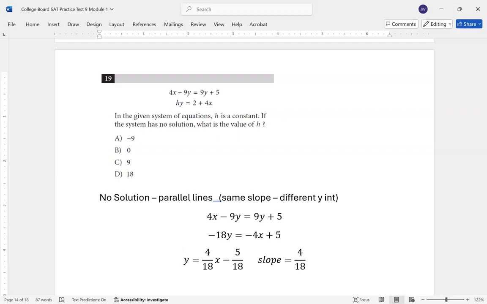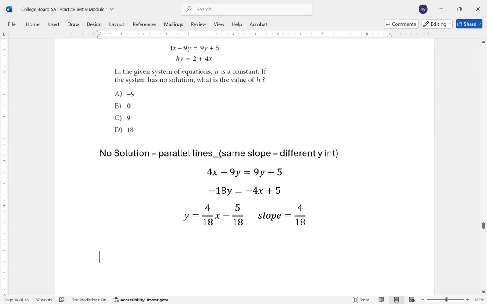Now let's look at the second line. The second line is hy equals 2 plus 4x. I'm going to write this as 4x plus 2 because that's closer to slope-intercept form, and it doesn't matter which order we have. If I'm looking for the slope of this line, it is going to be 4 over h multiplied times x plus 2. So the slope here is 4 over h.